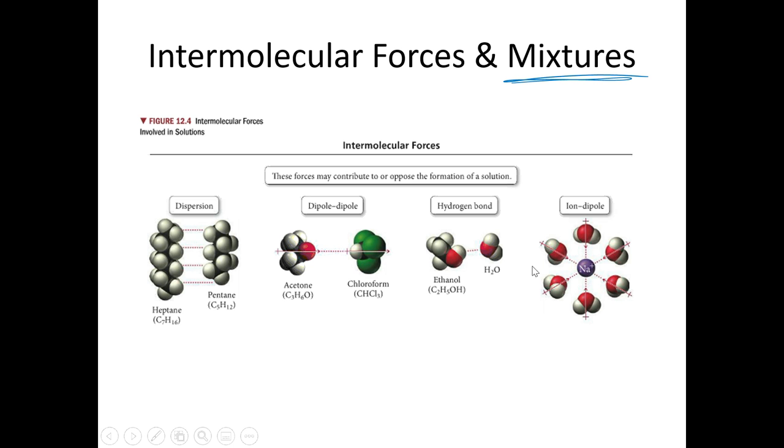And here's where we will see ion-dipole forces: in solutions. That's the only context we will see these. This happens when you have an ionic compound dissolved in, or mixed together with, a polar substance such as water.